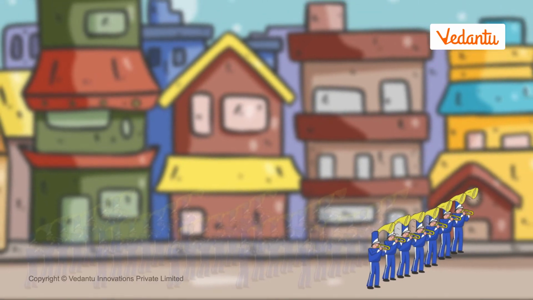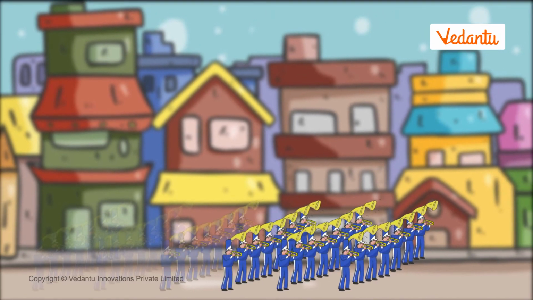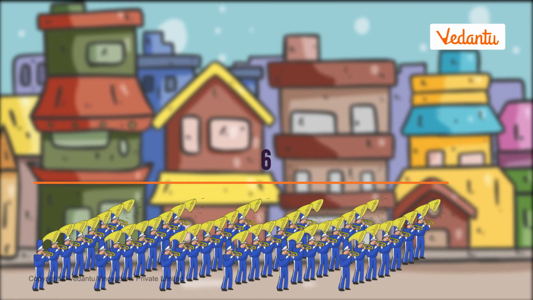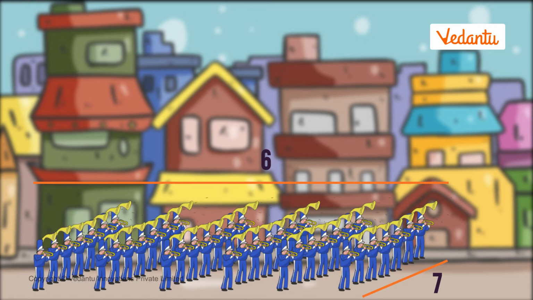After the first band, we have the trumpet players in 6 rows of 7 players each. Can you find the number of trumpet players here? Well, the number of trumpet players will be the 6th multiple of 7. Let's track it via writing first 6 multiples of 7.